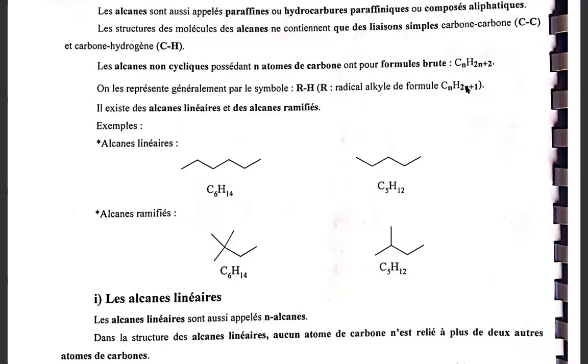So another recap. We are saying for you to name an organic compound that is ramifié, rule number 1, you look for la chaîne principale.